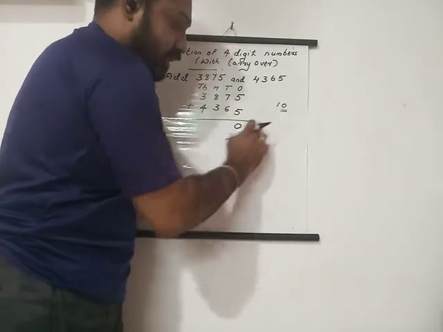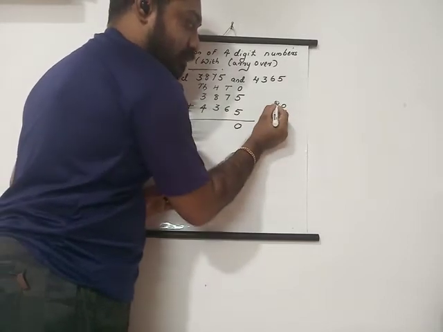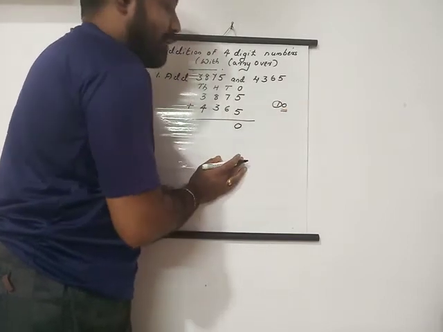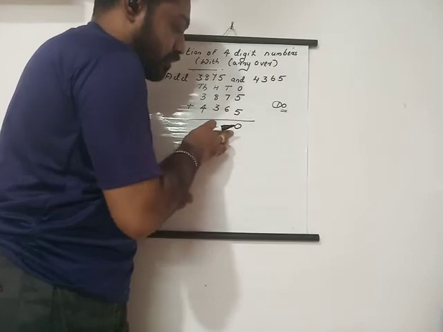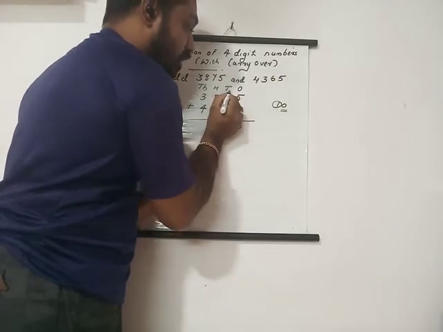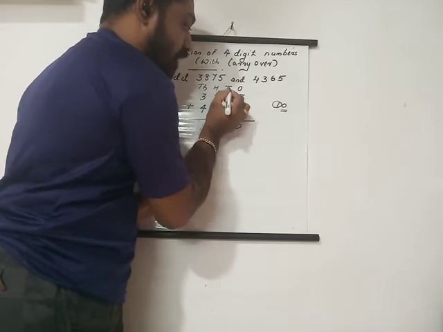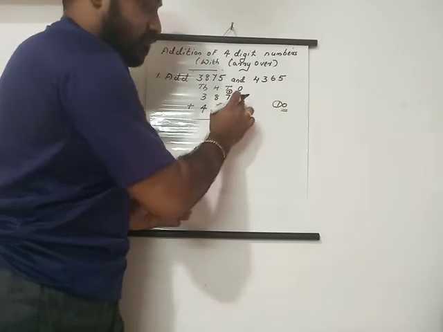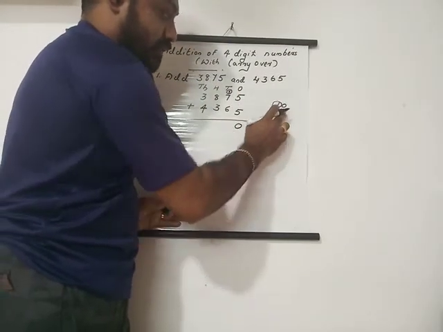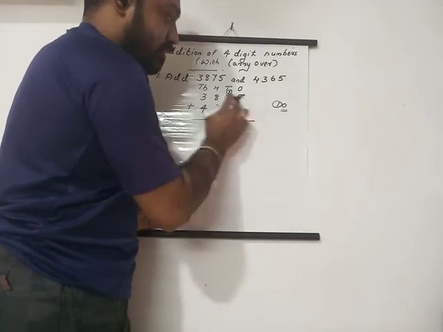That digit we write here, and the other digit becomes the carryover. So we put a 0 here and put 1 here. Understand, this is called the carryover. 1 is the carryover here. So 5 plus 5 is 10, we write 0, and 1 is the carryover.